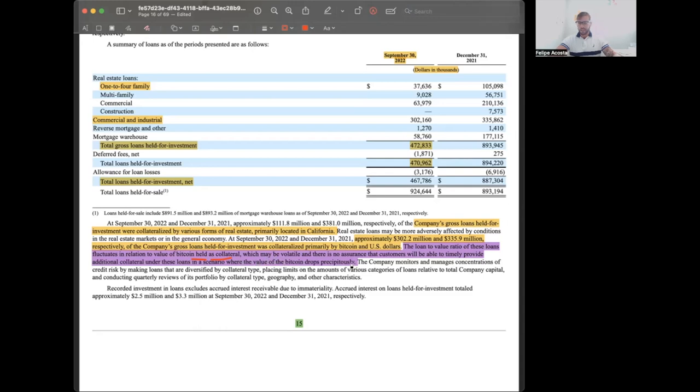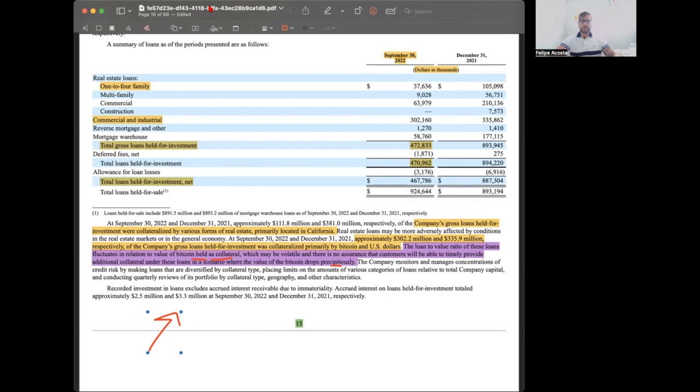Which may be volatile, and there is no assurance the customer will be able to timely provide additional collateral under these loans in a scenario where the value of Bitcoin drops precipitously. Fancy word. So yeah, that's crazy to me. They use Bitcoin as collateral, and I would imagine Bitcoin is not insured by the FDIC. It's not regulated yet, or from my understanding, there are no regulations towards it yet. So it cannot be insured by the FDIC. And I believe there is no digital asset that is. So yeah, that's some interesting stuff, right?